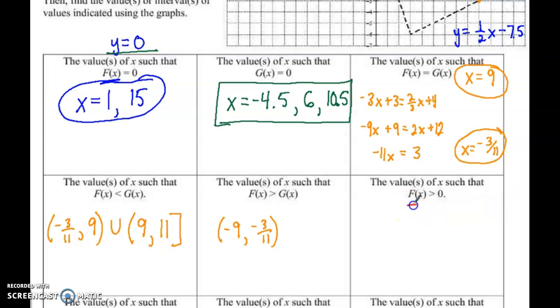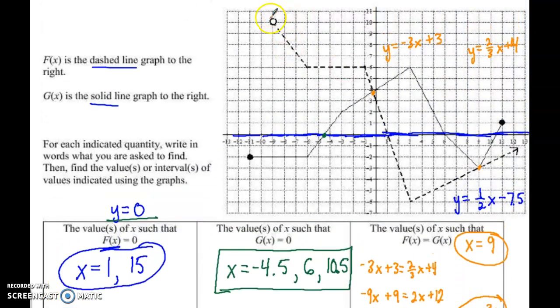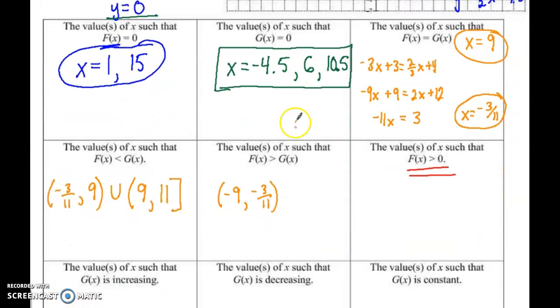And then we've seen this problem before, being above the x-axis. So where's the dashed or f of x above the x-axis? Again, from the very beginning, so that negative 9 until we get to 1. Negative 9 to 1. And then, it'd probably be faster if I just went back to that value instead of going back up from 15 to infinitely beyond.